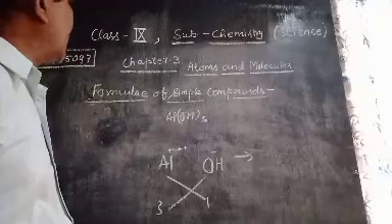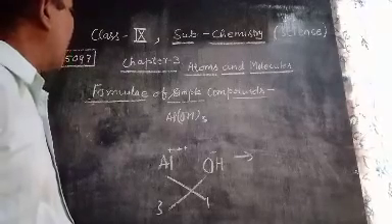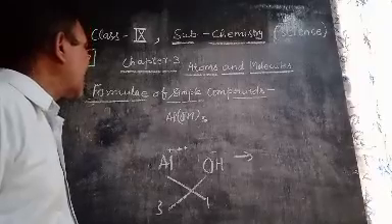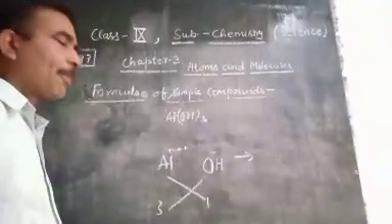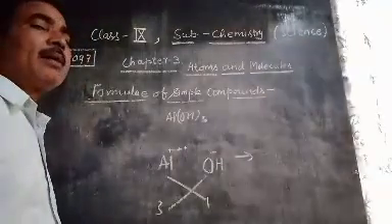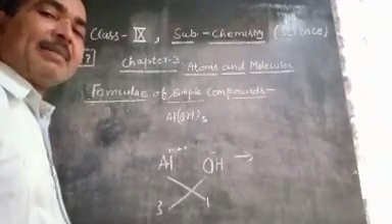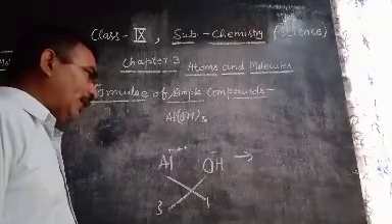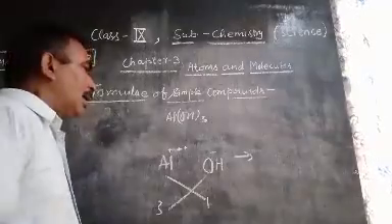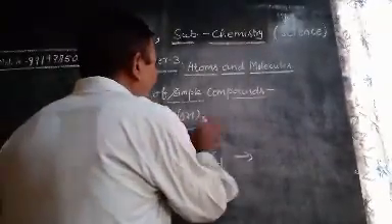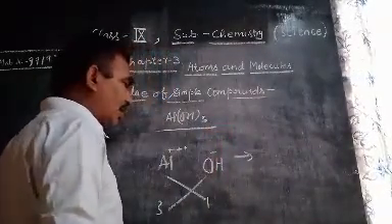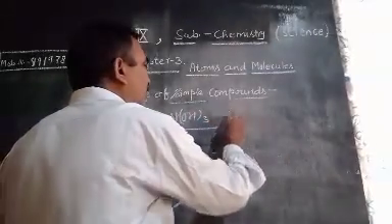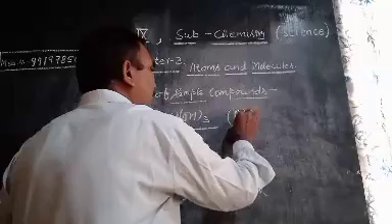We are talking about atoms and molecules, chapter number 3, formulae of simple compounds. In my previous classes, I have told you how the formulae of a compound is derived. Few more important points. For example, when we express the formula of aluminium hydroxide, the name of such compound is aluminium hydroxide.